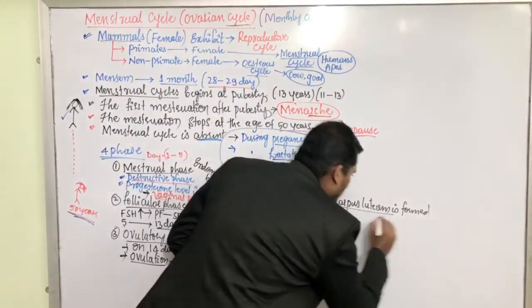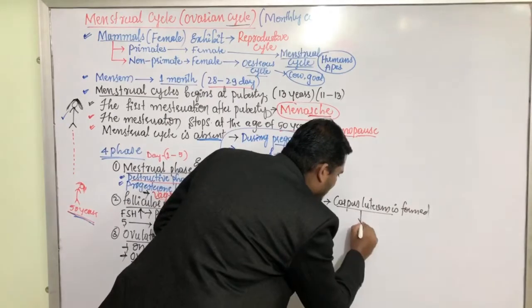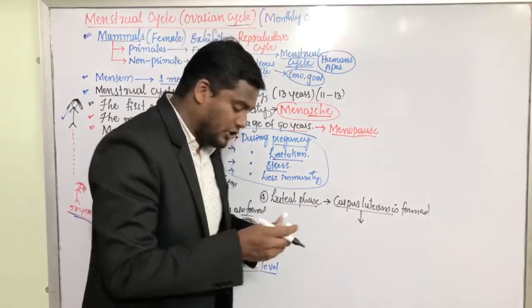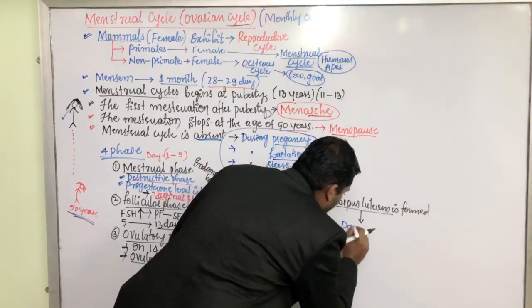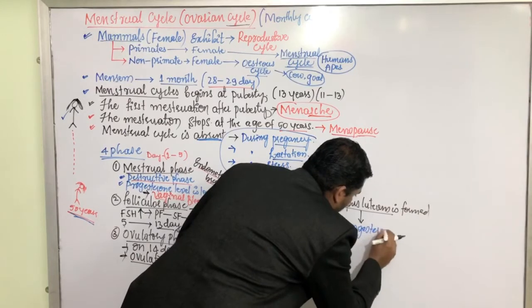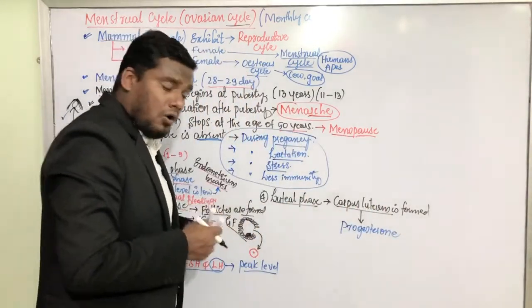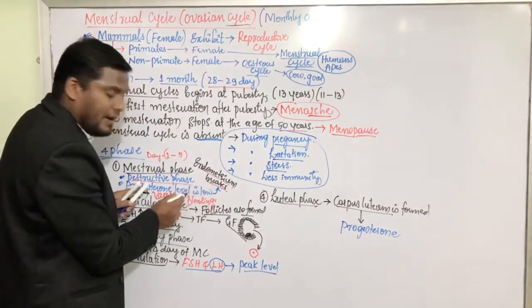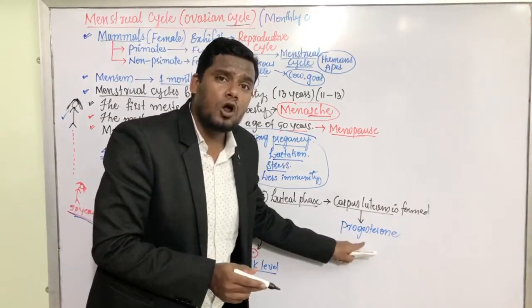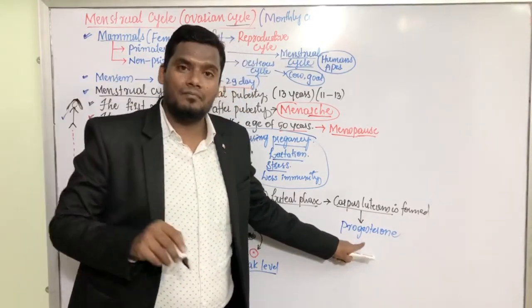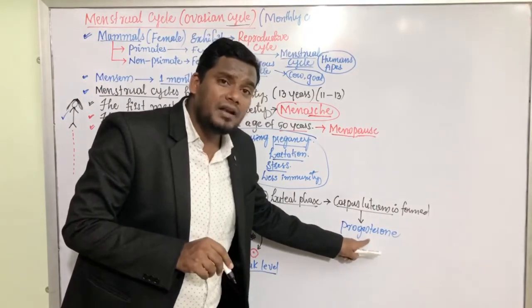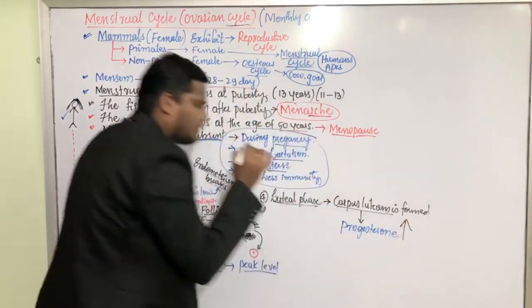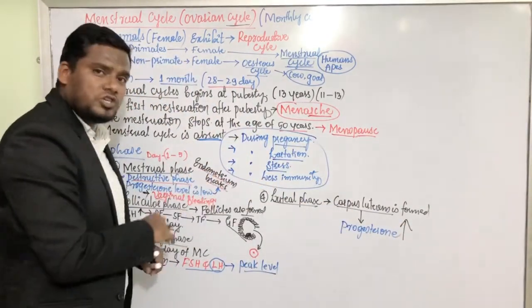And this corpus luteum, it secretes a hormone. What is the name of the hormone that gets secreted by the corpus luteum? It is progesterone. Progesterone gets secreted. Now, low level of progesterone leads to the breakdown of the endometrial wall, whereas high level of progesterone repairs the endometrium. So here a high level of progesterone gets secreted by the corpus luteum.